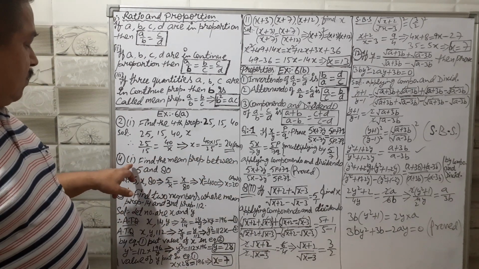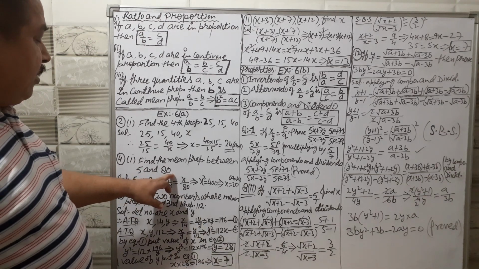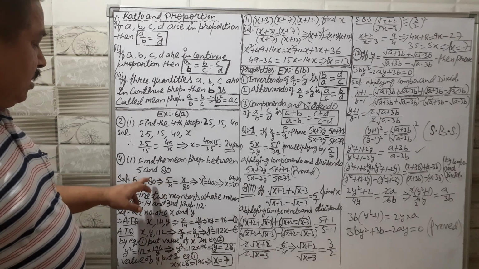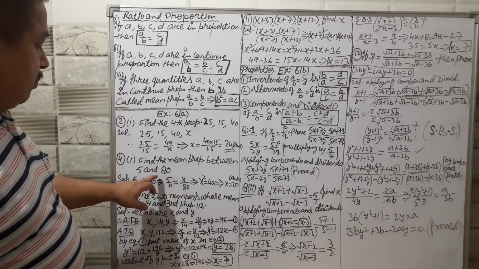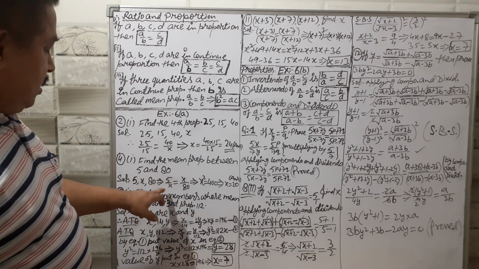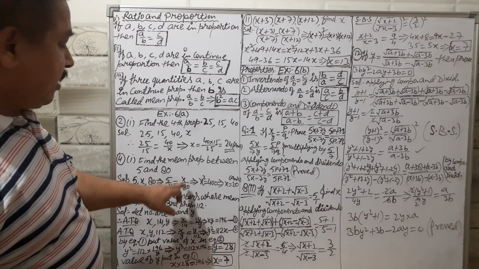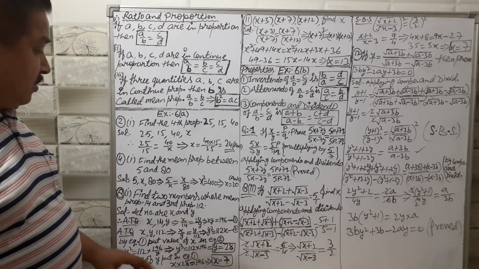Now see the first part of the question. These are two numbers. Find the mean proportion between these two numbers. Let the mean proportion be x. So you will take x in the middle of these numbers. Now write in continued form: 5 upon x, x upon 20. So x will come 20 by cross multiplication.